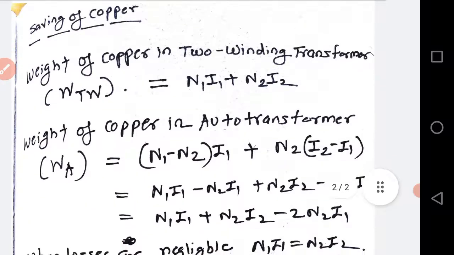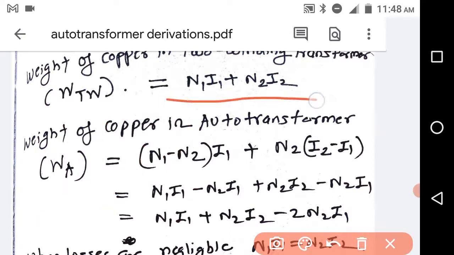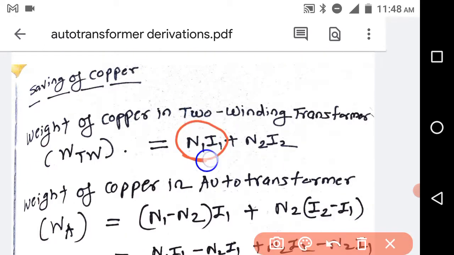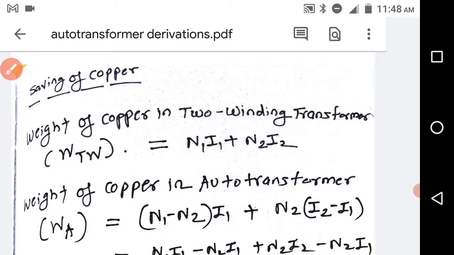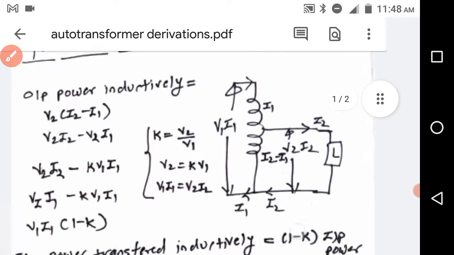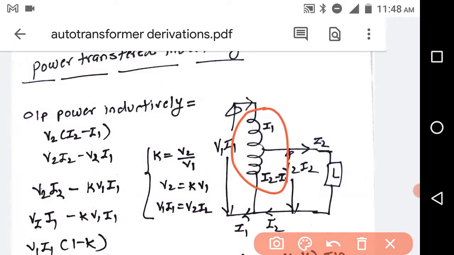So let us derive the saving in copper in auto transformer. The weight of copper in two winding transformer is always proportional to turns and the current flowing through the transformer. So if there is primary and secondary, then N1 is the turns of the primary and I1 is the current flowing through the primary. N2 I2 is for the secondary turns and current. So the weight of copper in auto transformer, total in auto transformer, this is the copper required.